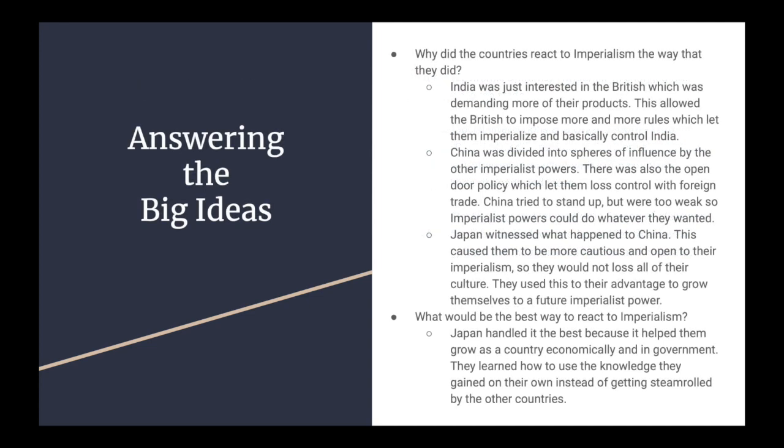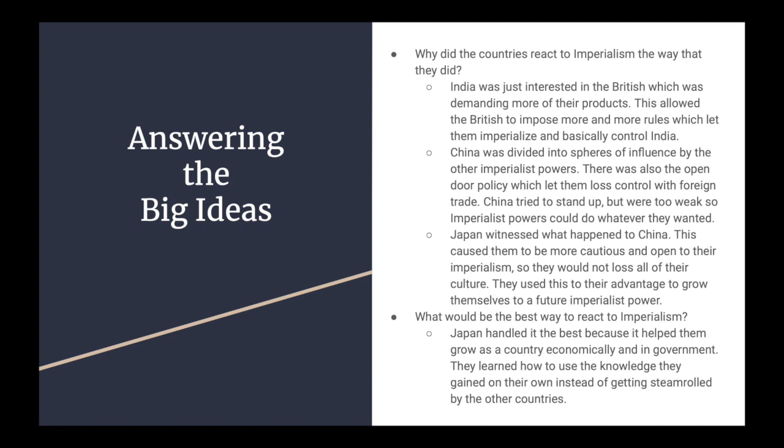To reflect back on our big idea questions at the beginning of our presentation, India was interested in Britain, which was demanding more of their products, allowing Britain to impose more rules which led them to imperialize and control India. China was divided into spheres of influence by other imperialist powers, also given the open door policy, leading them to lose control with foreign trade. As China tried to stand up for themselves, they were too weak, and imperialist powers could do whatever they wanted.